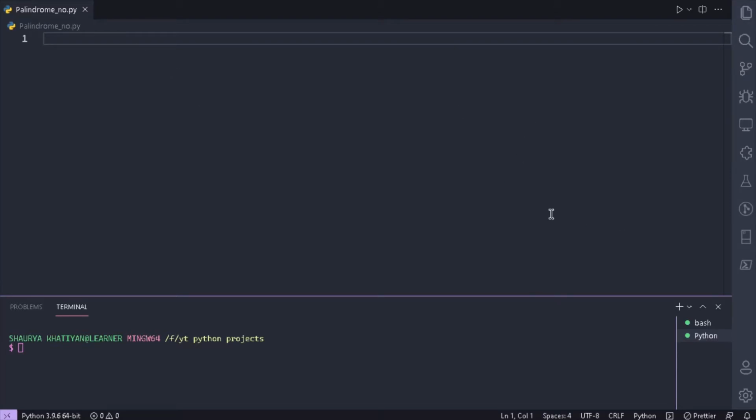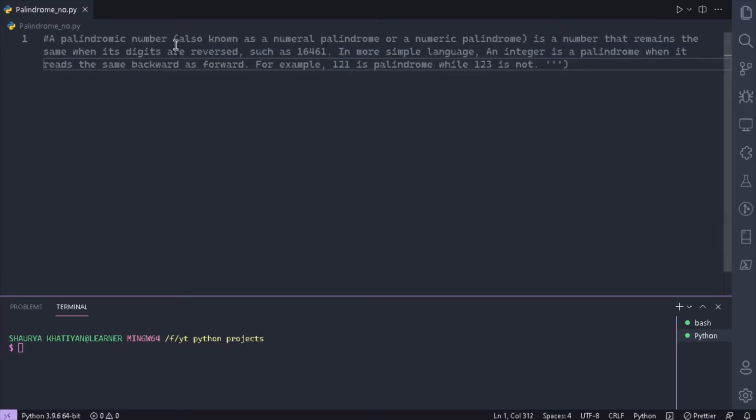First of all, I want to give you an idea of palindromic number. A palindromic number, also known as a numeral palindrome or a numeric palindrome, is a number that remains the same when its digits are reversed. Such as 16,461. In more simple language, an integer is a palindrome when it reads the same backward as forward. For example, 121 is palindrome while 123 is not.